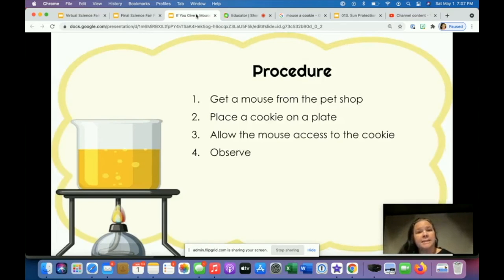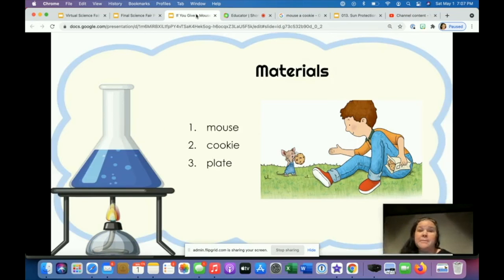For my test, my procedure included to get a mouse from the pet shop, place the cookie on the plate, and allow the mouse access to the cookie. The materials that I knew I would need would be the mouse and the cookie. The plate was actually optional.